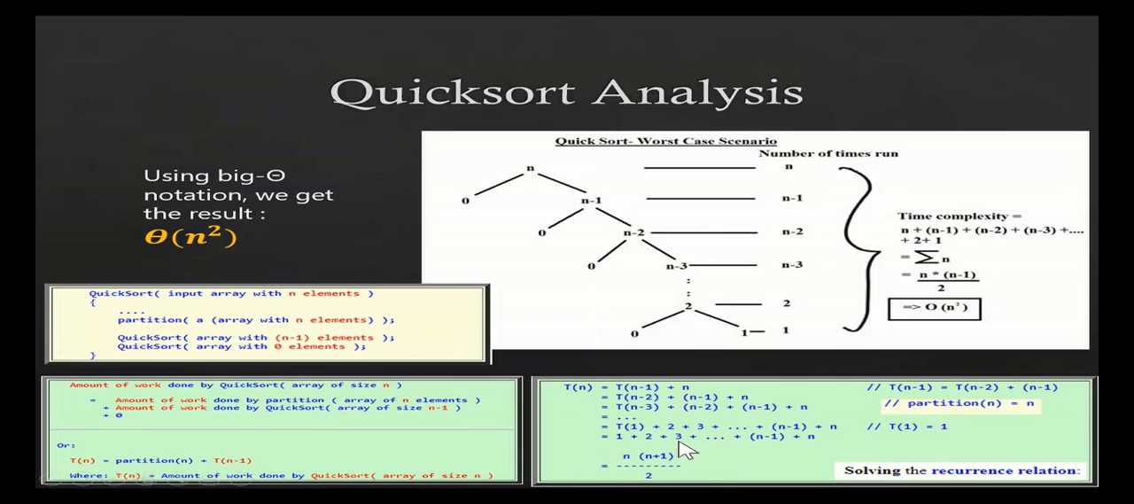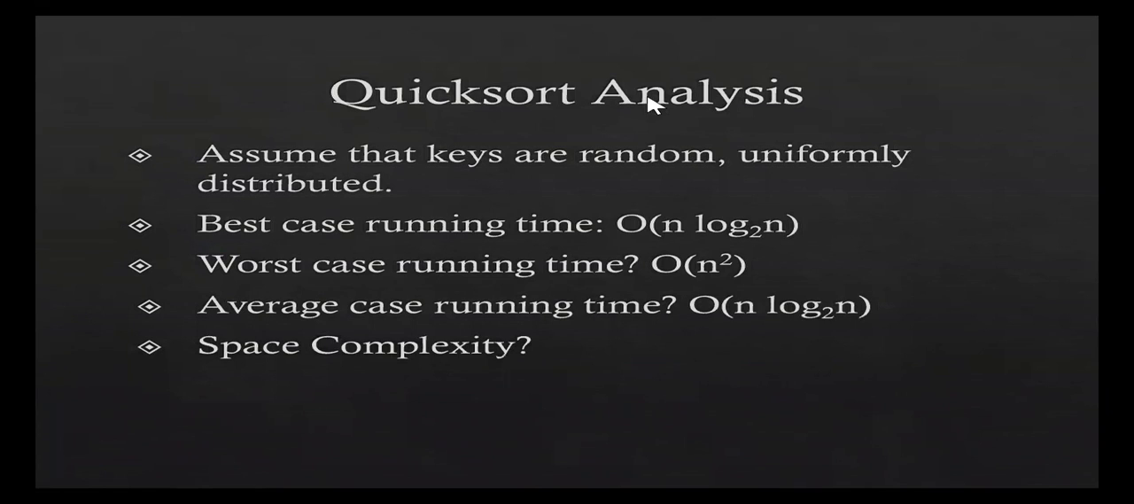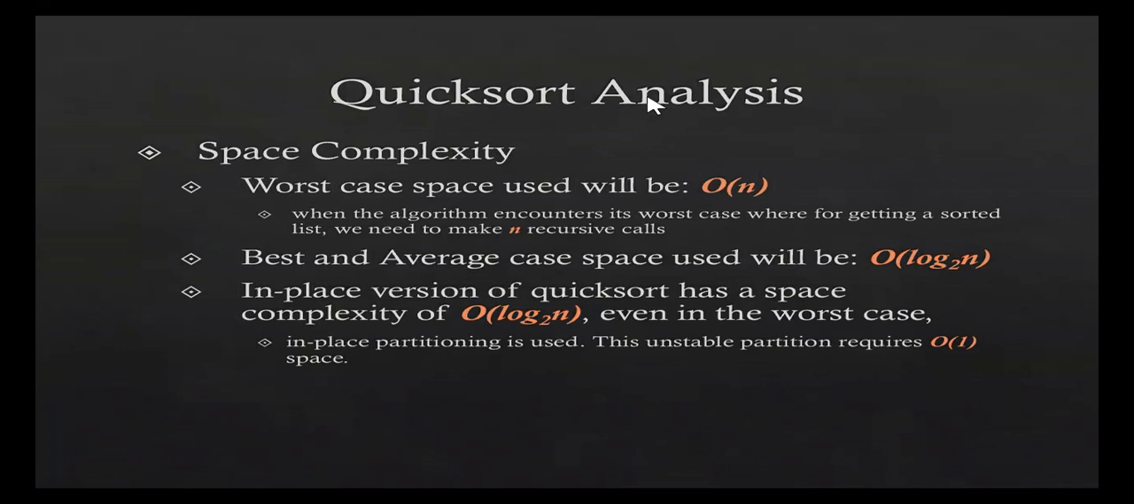And we can also solve this using a recurrence relation, right? So for the quicksort analysis of the worst case, using big O notation, the time complexity of quicksort for the worst case is order of n square, right? Now, what is the average case runtime? We'll learn that later. Now, space complexity. What is the space complexity?